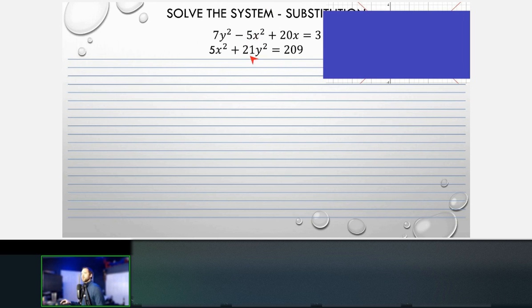And then what is this equation right here? What type of conic? It is not a circle. Nope, it is definitely not a circle. It is an ellipse. And we know it's an ellipse because x squared and y squared are both positive, but the coefficients are different. Because of that, this is an ellipse.